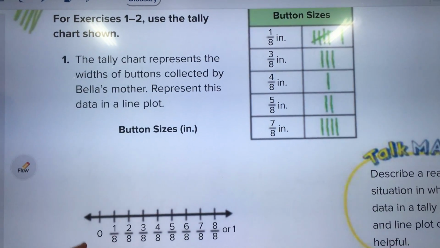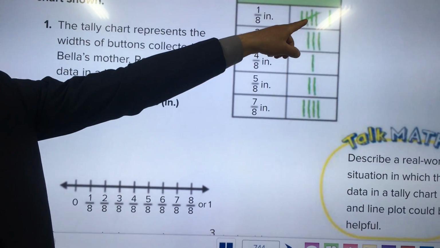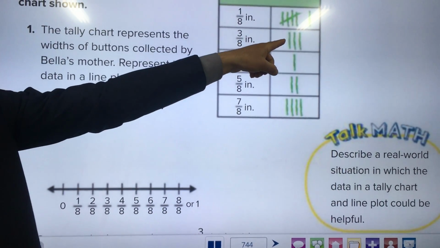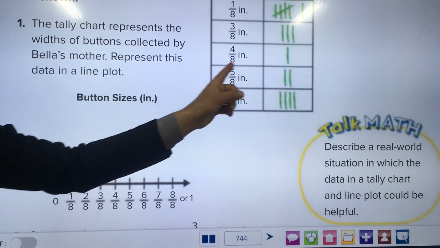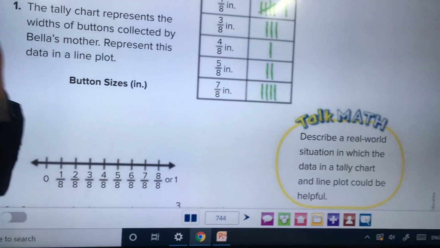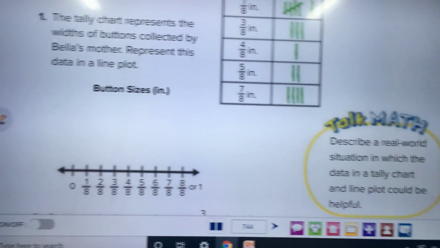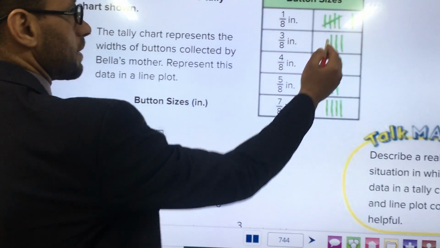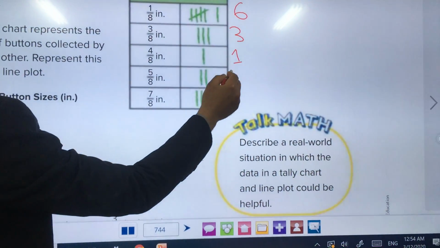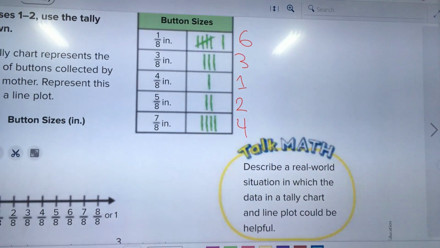I have this line plot, and this is the data already with a size of 1/8 inch. How many? What is the number? It is 6. 3/8: what is the number? It is 3. 4/8 is 1. 5/8 is 2, and 7/8 is what? You can count how many tallies we have here: 1, 2, 3, 4. It is much better to write beside each one the number of tallies. First one is what? 6. Second one 3, 1, 2, and 4. To be much clearer and easier for you.